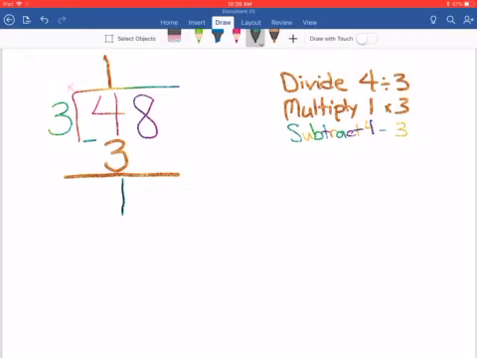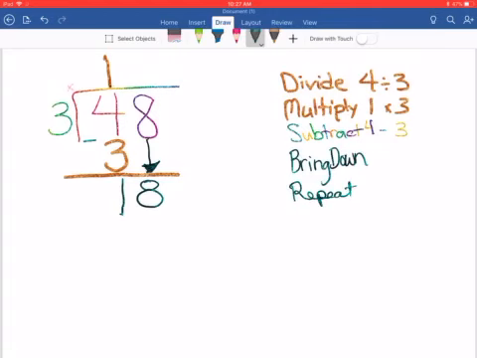And now you're going to divide again. But see, you can't divide this 1 by the 3, so you need to bring down the 8. If I could have divided this 1 by the 3, that means I would have needed to do something more up here. But I can't, so I'm going to bring down my 8. And now I'm going to repeat all over again.